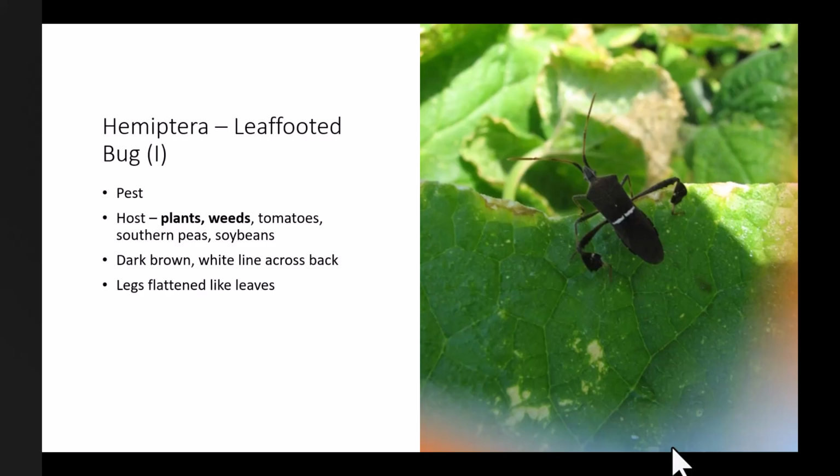So you may not necessarily get this exact species with the white stripe down the back, but if you see an insect that has the flattened hind leg, it's a leaf-footed bug. This particular species is dark brown with that line across the back, and this particular species is a little more prevalent in those agricultural systems or those vegetable crops.